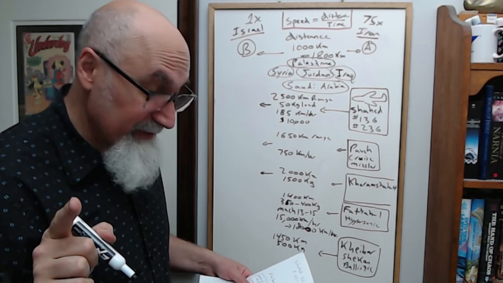The number up top is 1,000 kilometers. The number at the bottom is 750 kilometers per hour. So 1,000 divided by 750. It takes 1 hour, 33 minutes, so this becomes 1 hour and 33 minutes. And if you want to know how many minutes that is, you go 0.33333 times 60, you get 20 minutes. So 1 hour and 20 minutes. So these guys take 1 hour and 20 minutes.